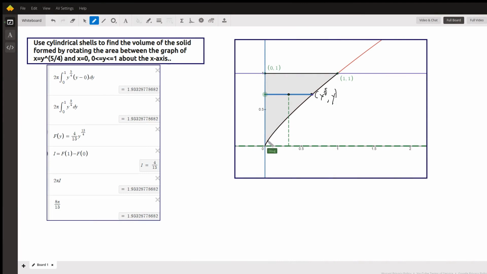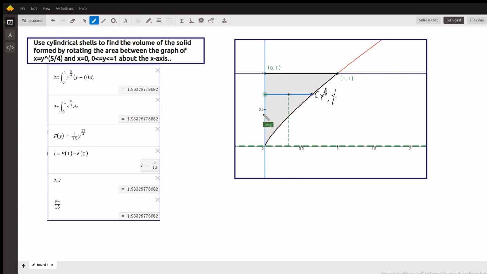Here is the graph of x equals y to the 5/4. This curve turned red up here. Here's the axis of revolution, the x-axis. And we're going to revolve this region about that axis of revolution using cylindrical shells.